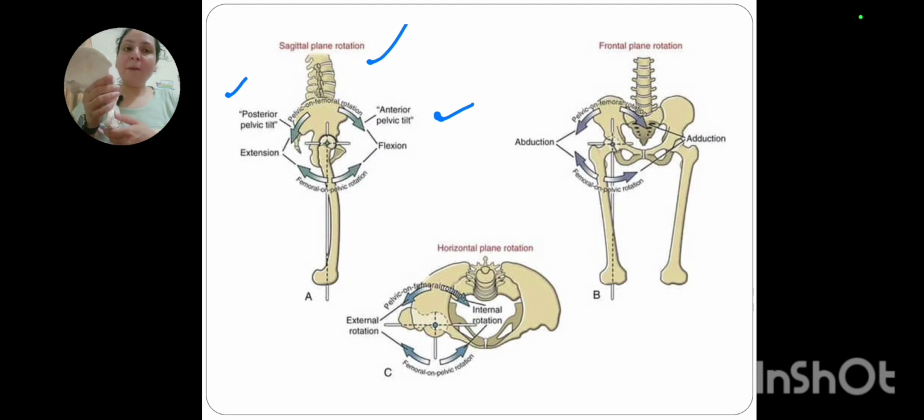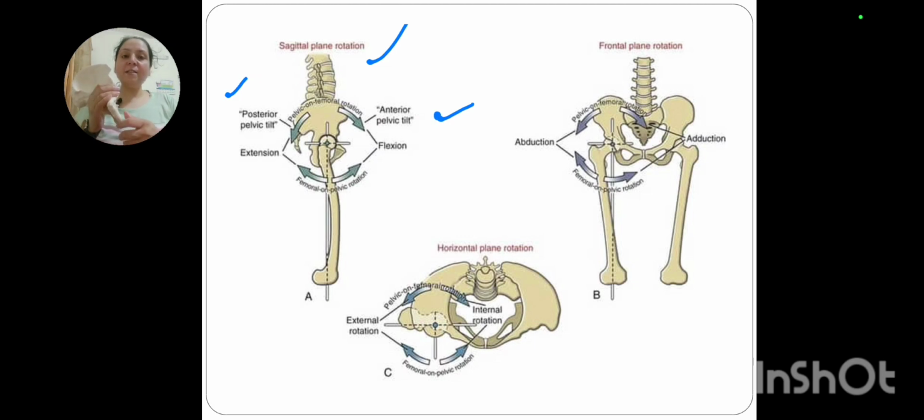Fine. What will happen in posterior tilt is, again, the movement we are taking: the anterior superior iliac spine is moving posteriorly, the pubic bone is moving superiorly, and the posterior superior iliac spine is moving inferiorly. So this is how you define these movements, and it is accompanied by hip extension.